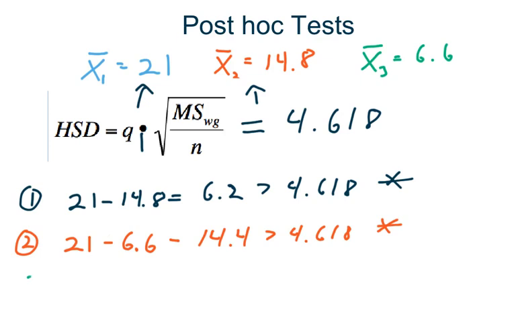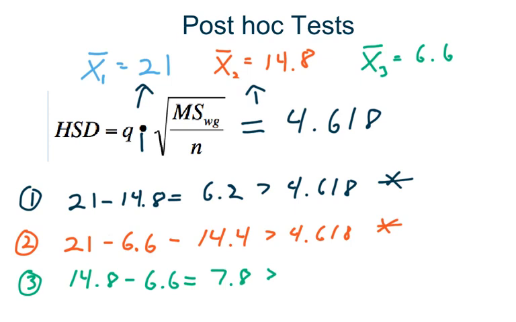And our last comparison, new color: we're going to compare when homework was made for extra credit, which had a mean of 14.8, and find the difference between that and when it was optional, which was 6.6, and the difference is 7.8.